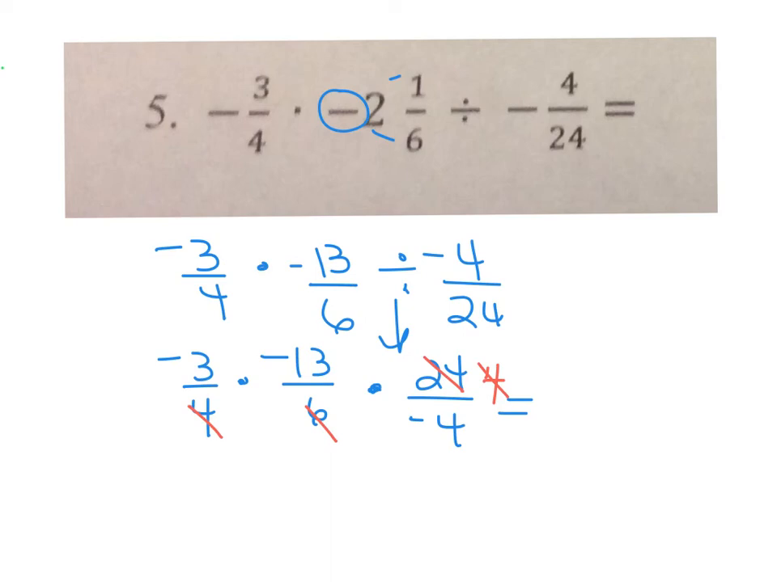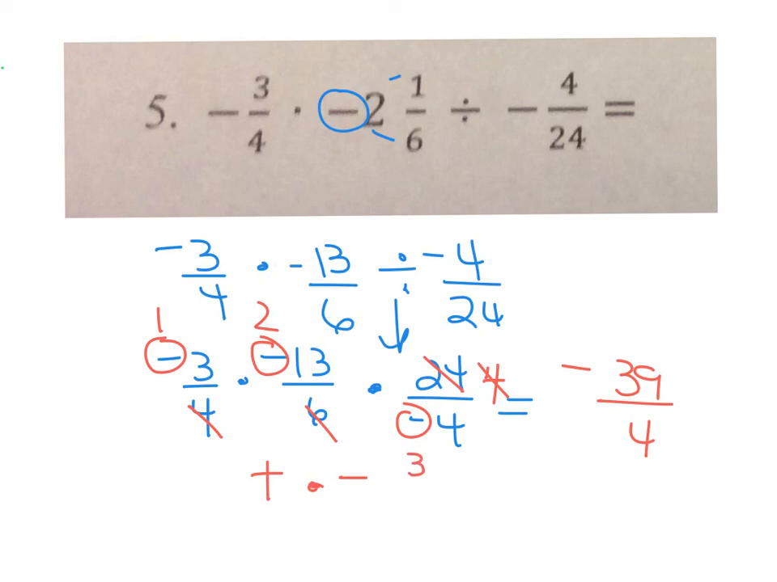So now I have 3 times 13 on top is 39. And I have a 4 in the bottom. Now look at your negatives. I have a negative times a negative. That's a positive. And then a positive times this negative is a negative. So it's negative 39/4. Or you could say there's 1, 2, 3 negatives. An odd amount of negatives is a negative. So negative 39 over 4 is your final answer on number 5 on the exit card.